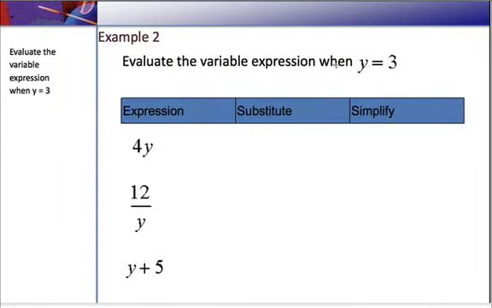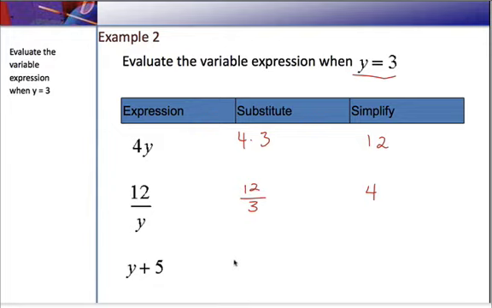Let's evaluate the variable expression when y equals 3. So we write the expression, we substitute in the number, so 4y means 4 times y, so if we substitute in, it would be 4 times 3. And to simplify, it would be 12. So the value of 4y when y equals 3 is 12. In the next expression, we have 12 divided by y. So if we substitute, it would be 12 divided by 3. And if we simplify, we would get 4. So the value of 12 divided by y when y equals 3 is 4.